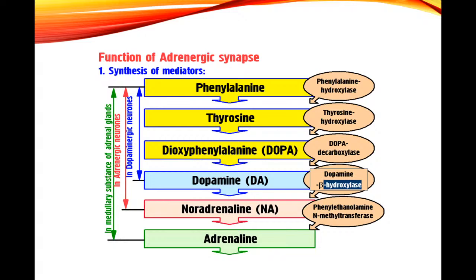That is why the fate of the adrenergic mediator, noradrenaline, is different from the fate of acetylcholine. Acetylcholine interacts with the receptor and is destroyed. Partially, 25%, it is reabsorbed to the nerve ending. But noradrenaline is reabsorbed for 80%. It's very important.